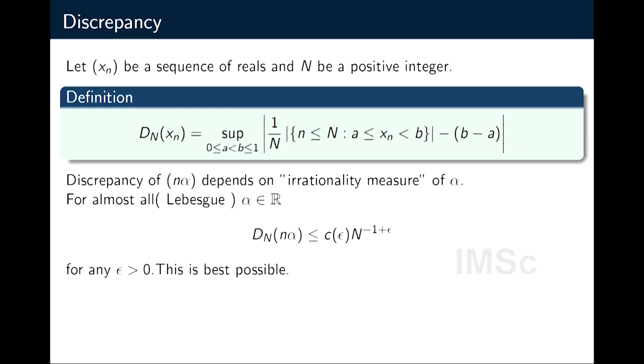So the set of alpha for which this does not happen forms a set of Lebesgue measure 0. That's what it means. And let's calculate for n square alpha. For n square alpha, it is n to the minus half. The first one is known to be best possible: n to the minus 1 plus epsilon is the best possible. But in very few situations can we actually calculate best possible ones.